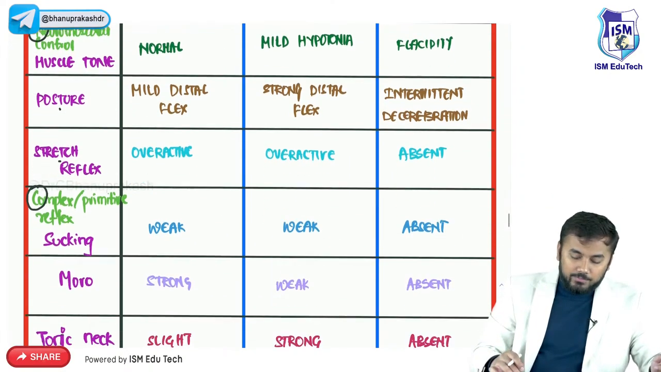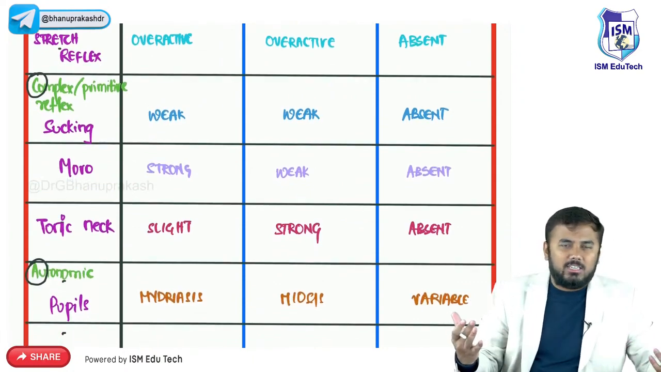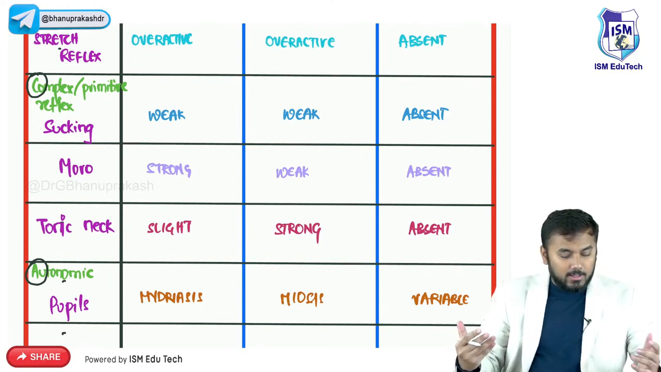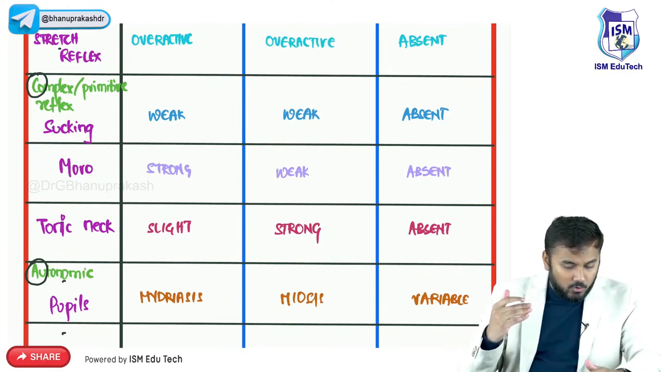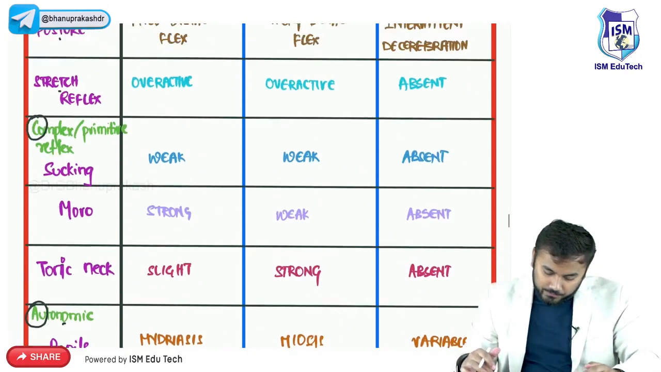What will neuromuscular control be? Posture, stretch reflex, right? These are some things you just need to study. There is no need to explain. These words are very lame words. You can very easily understand here. Okay? So all of you are done. Shall we move forward?